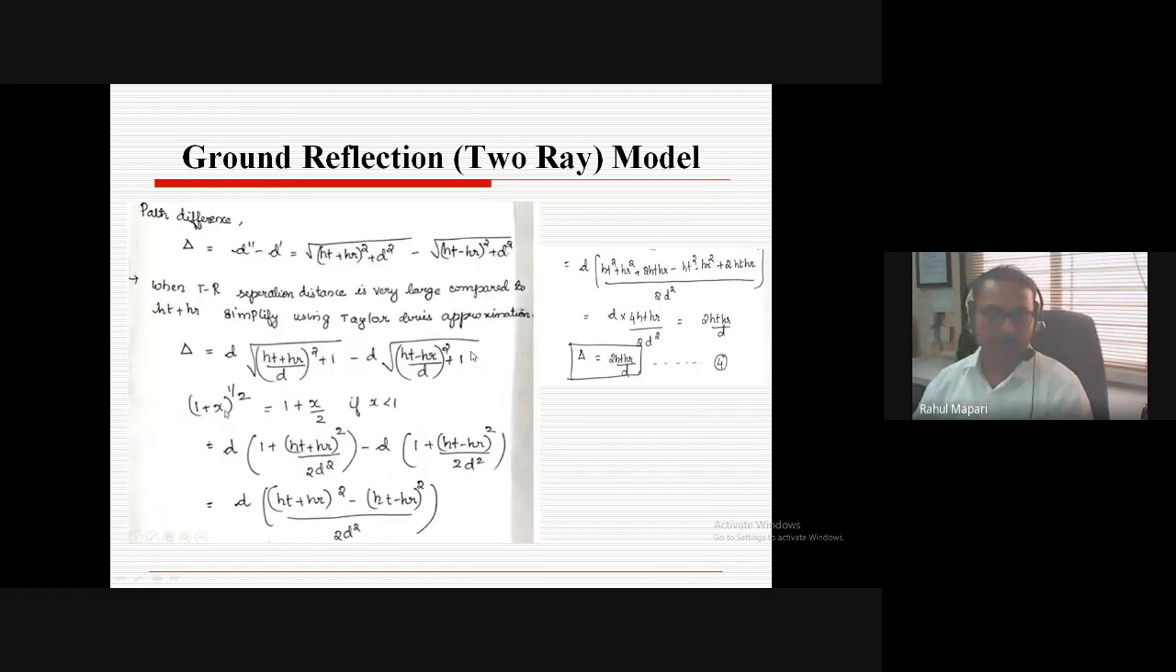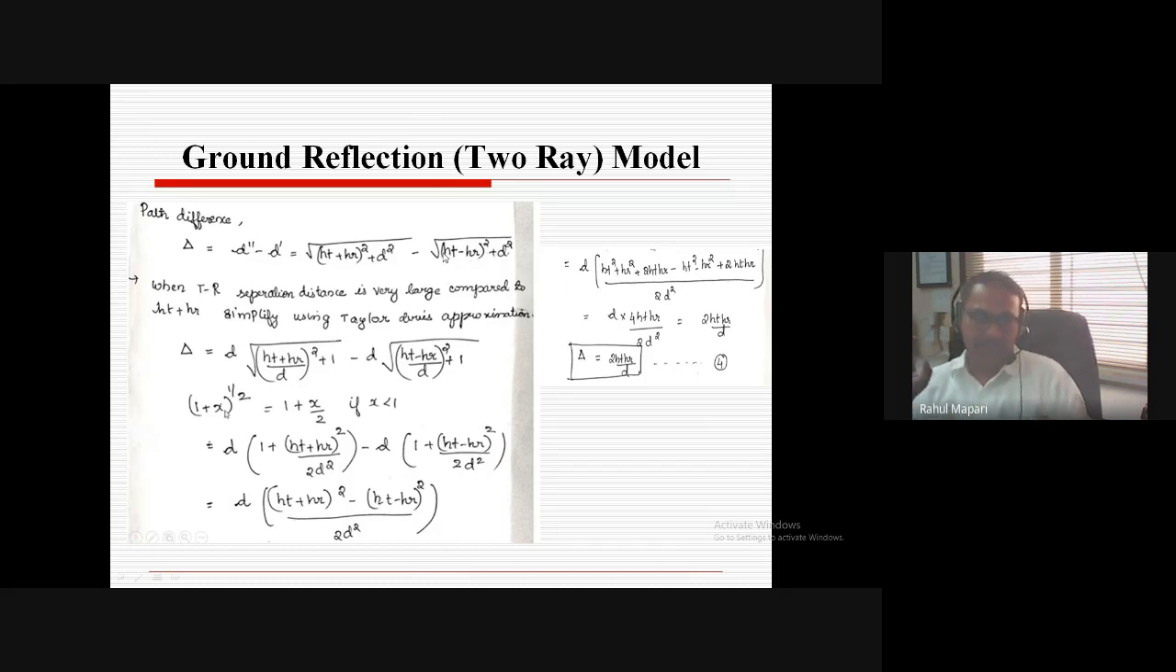So here, the path difference delta is equal to D double dash minus D dash. That is, the distance covered by the reflected signal minus the line of sight distance. That is called the path difference. So path difference is denoted by delta, equal to D double dash minus D dash. How can we calculate D double dash using the right angle triangle? Square root of HT plus HR square plus D square, minus, how to calculate D dash? We know, square root of HT minus HR square plus D square.